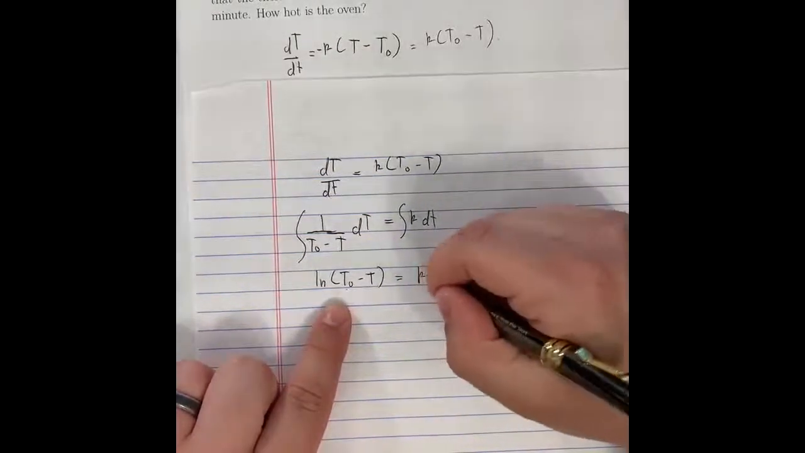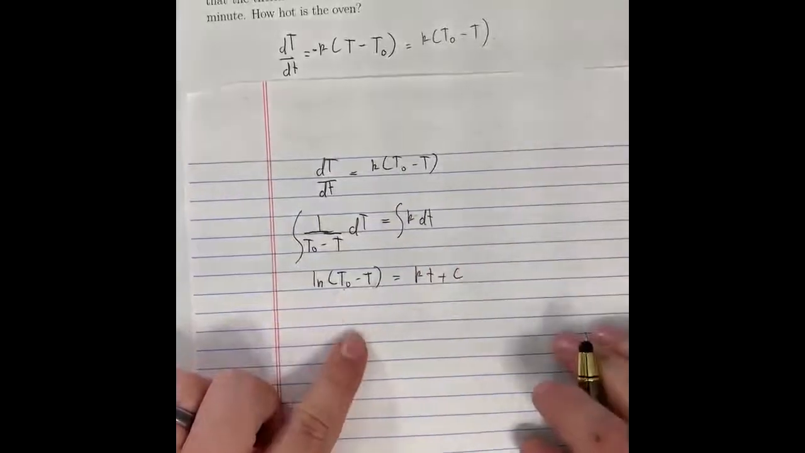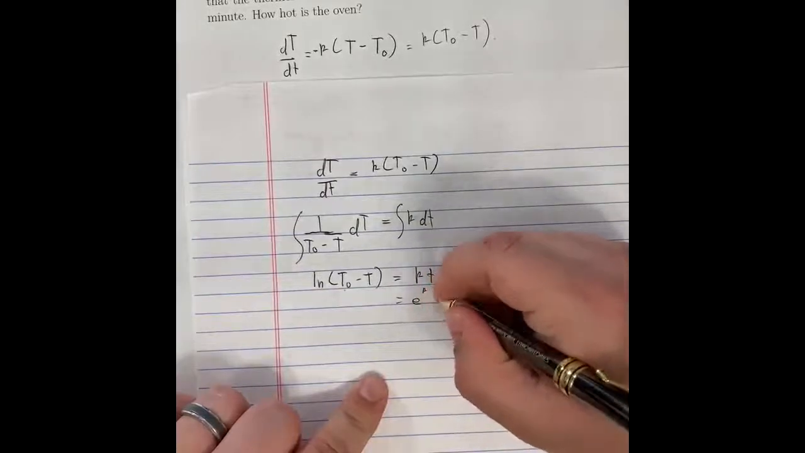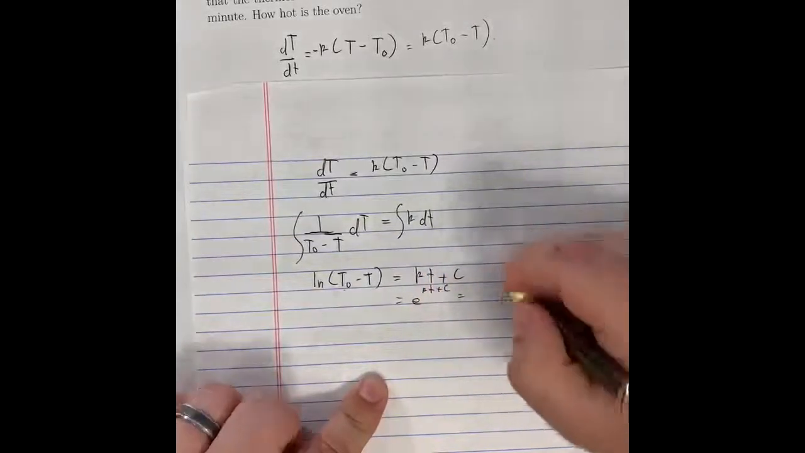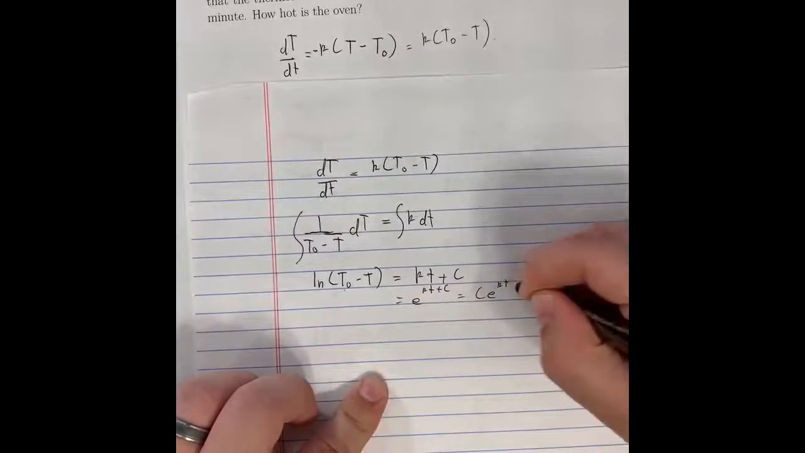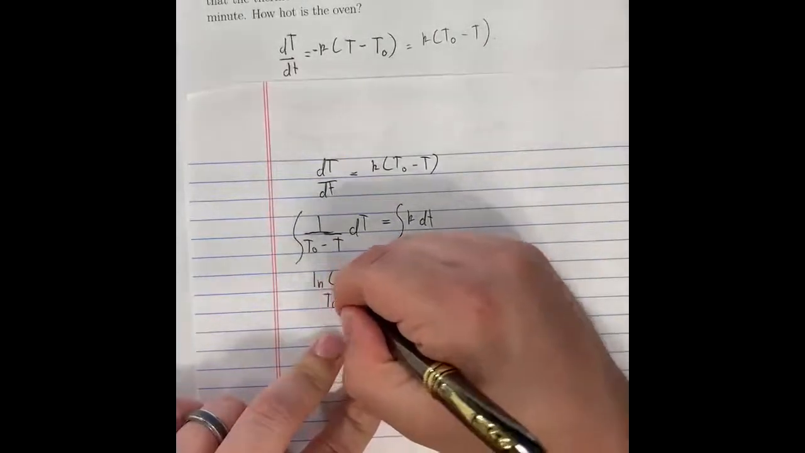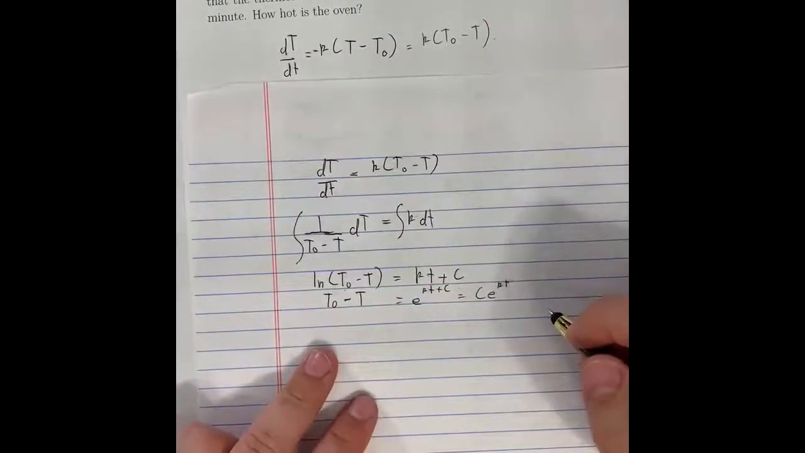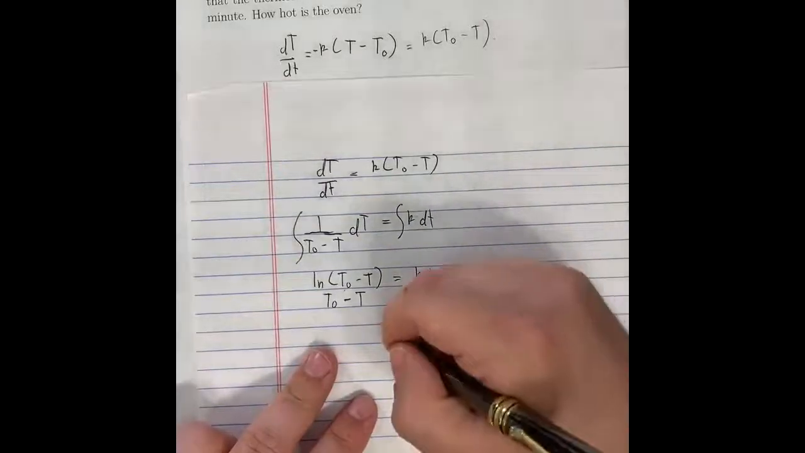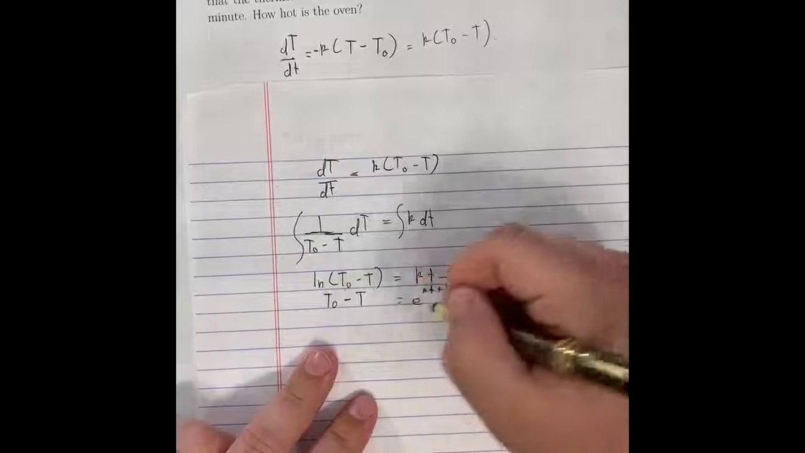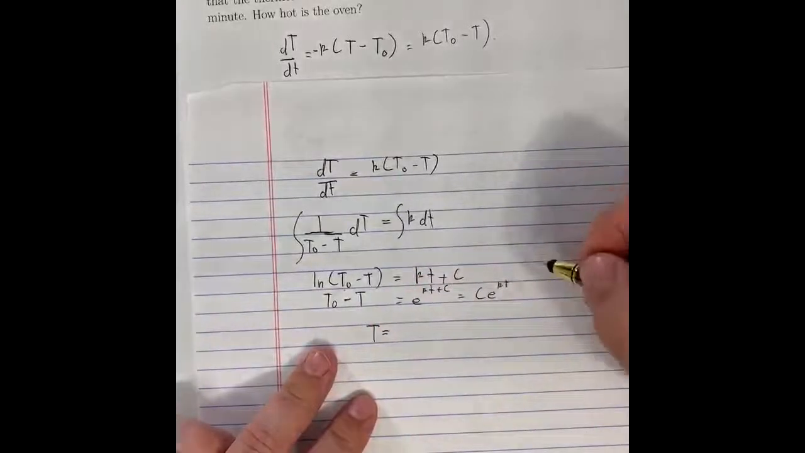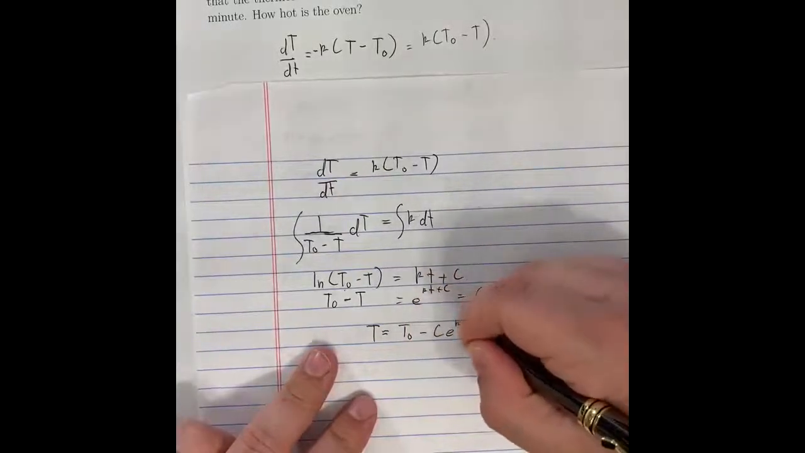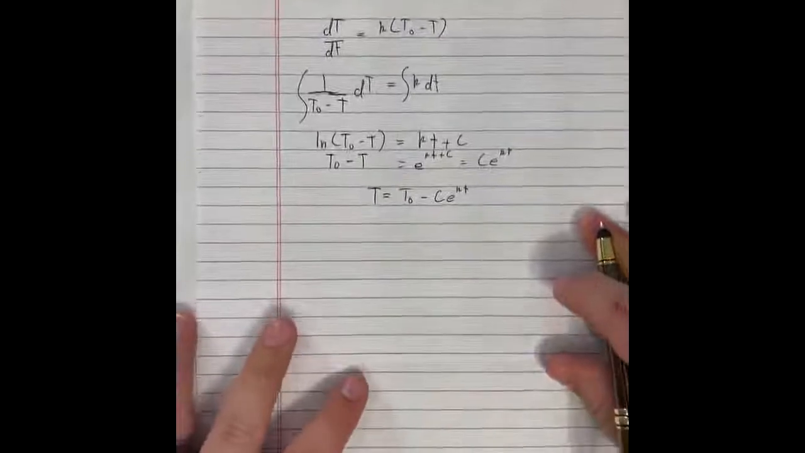This will be KT plus C. And again, we do base e, so we get e to the KT plus C, or C e to the KT is T naught minus T. Okay, rearranging those things, we add that across, so we get the temperature of the thermometer should be T naught minus C e to the KT. All right.